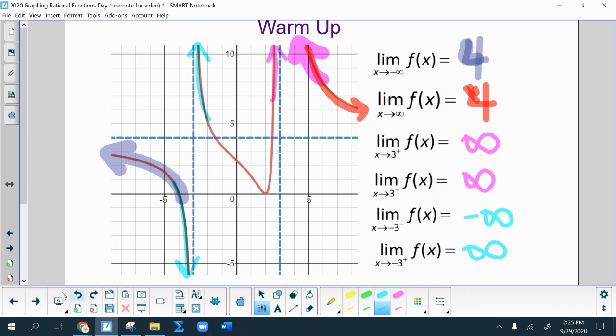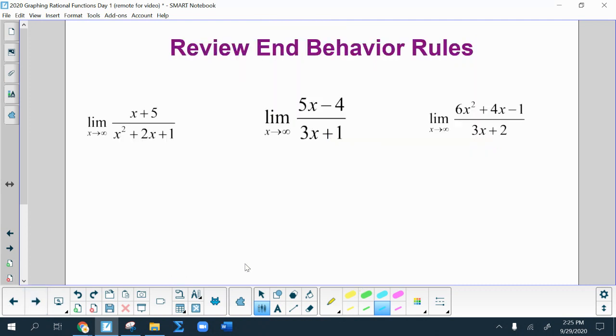I hope you remember how to do those. And again, if you don't, make sure you write it down so that you can ask questions. Now we're going to review the end behavior rules of rational functions. You've already done this, so hopefully as I talk about them, you'll remember the rules.